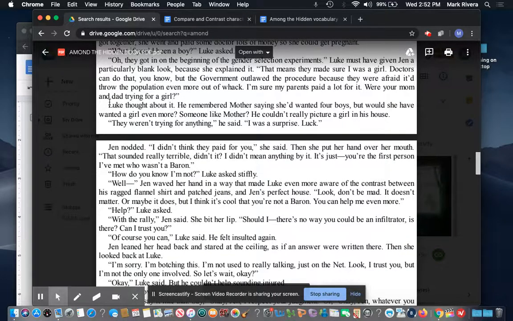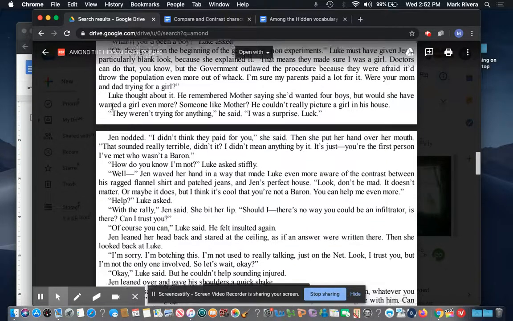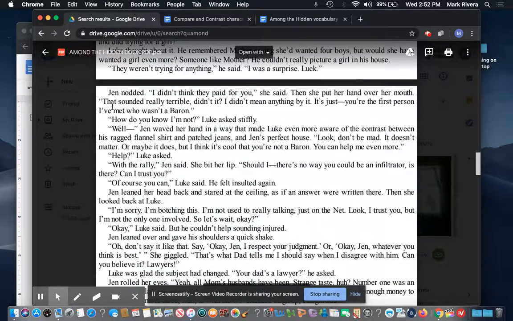Someone like Mother? He couldn't really picture a girl in the house. They weren't trying for anything, he said. I was surprised. Luck. Jen nodded. I didn't think they paid for you, she said. Then she put her hand over her mouth. That sounded really terrible, didn't it? I didn't mean anything by it. It's just you're the first person I've ever met who wasn't a baron.